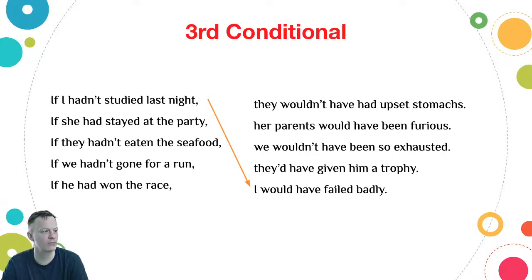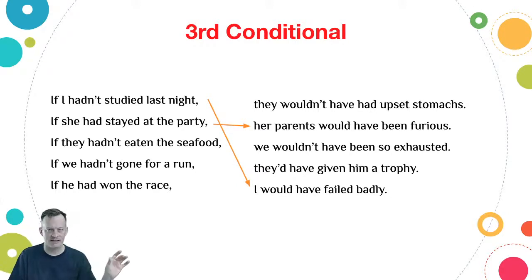If he had won the race, they'd have given him a trophy. Okay, Ugo, I like it. Anybody for the second one? If she had stayed at the party, her parents would have been furious. Yeah, okay. V, does that make more sense to you? Do you see how that makes more sense? If she had stayed at the party, her parents would have been furious.